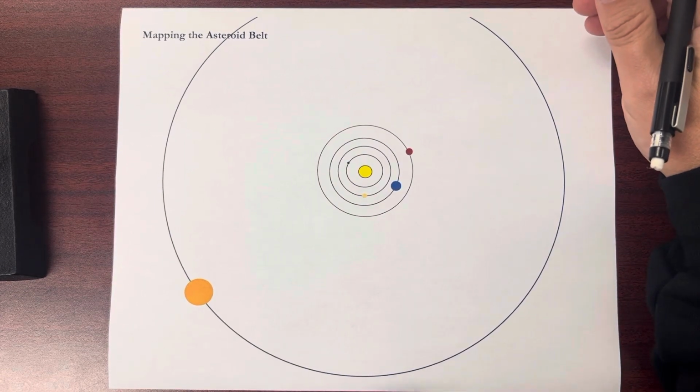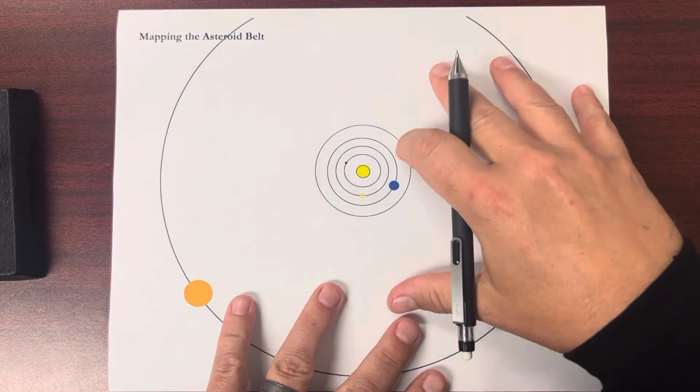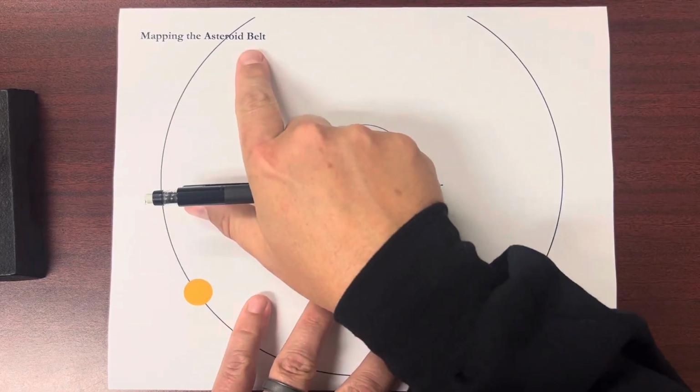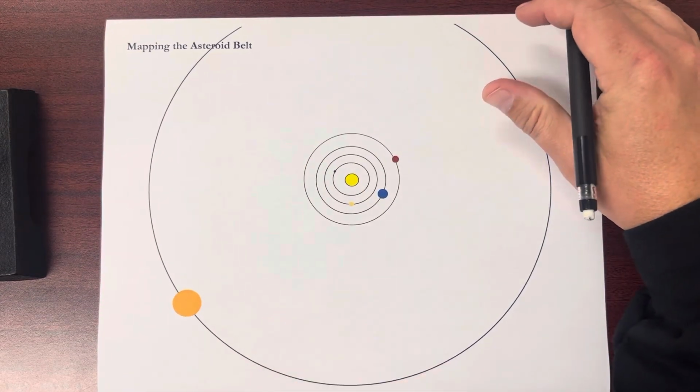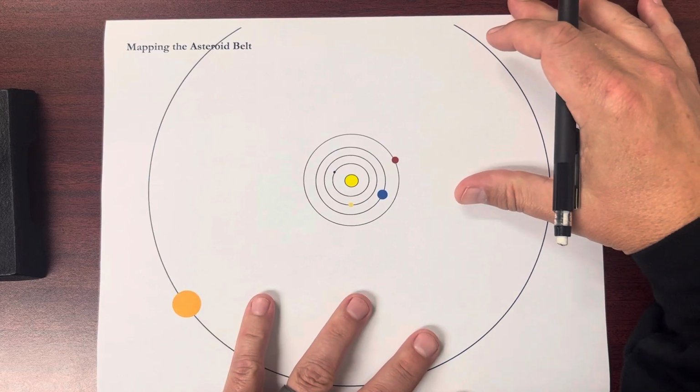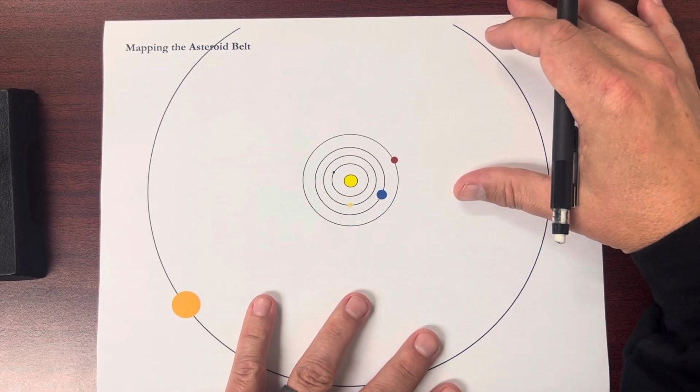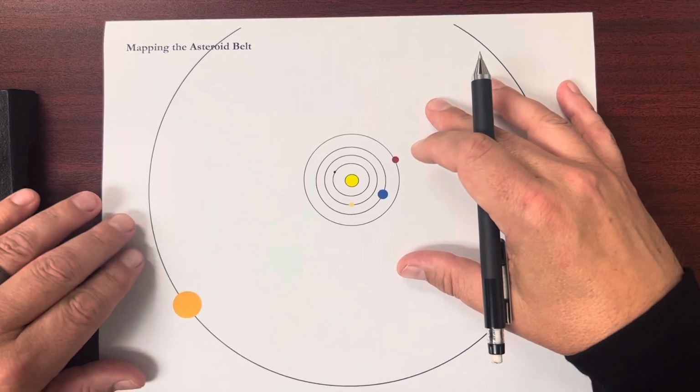Hello. Today we are going to talk about this worksheet, mapping the asteroid belt. And we're going to talk about some of the regions within the asteroid belt and a little bit of detail about them. So first, let's make sure we know what we've got here.